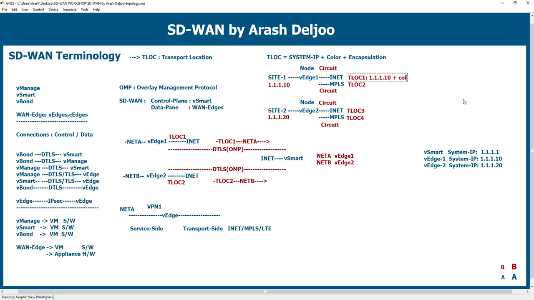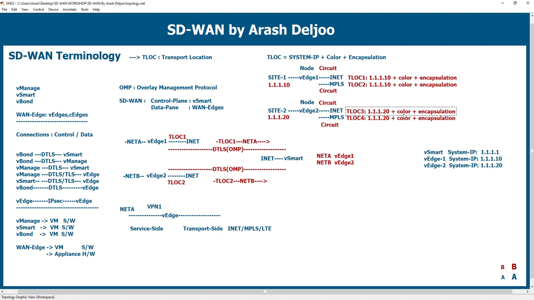We don't know color. Okay, I should talk about the color, and then encapsulation. The first step is system IP, okay? And in TLOC 2, also the system IP is 1.1.1.10, and then color and then encapsulation. And here in TLOC 3, we have 1.1.1.20 and color and encapsulation. And in TLOC 4, 1.1.1.20, color, encapsulation.